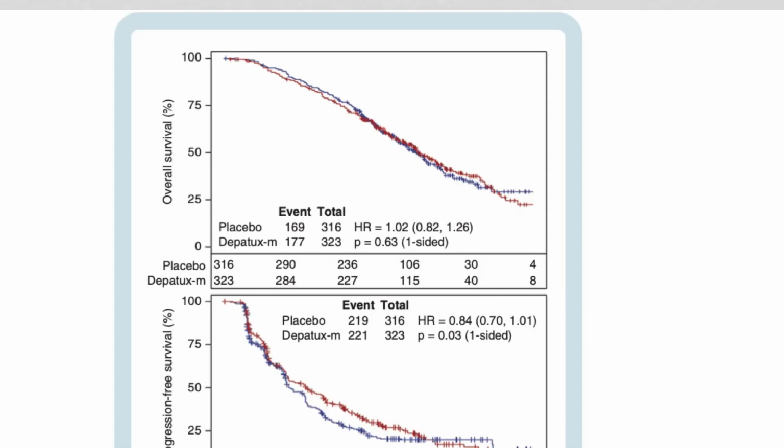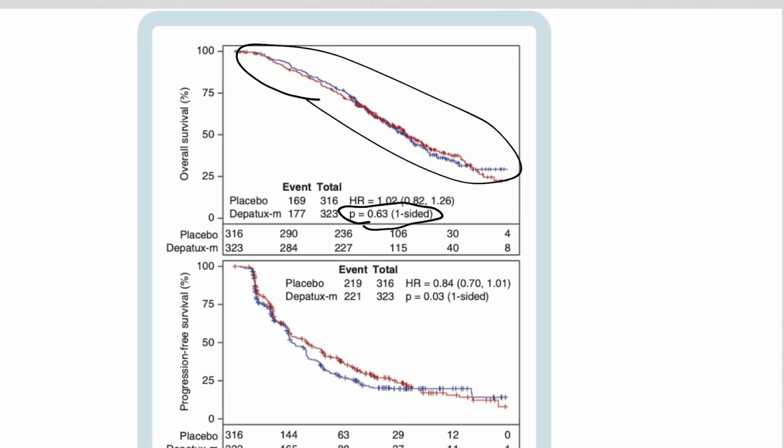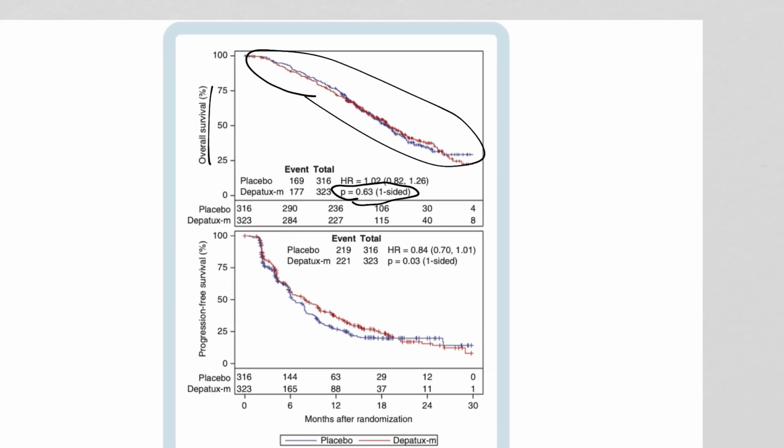Okay. Unfortunately, and somewhat discouragingly, when you look at all patients combined, these curves are not meaningfully different from each other. Notice the p-value of 0.63 basically shows nothing meaningful happened. It's impossible to detect a difference between the control and the treatment group. And that was for overall survival.